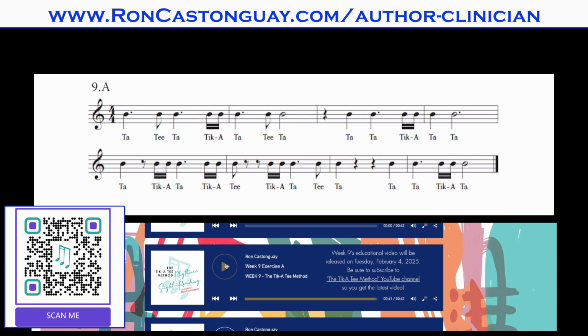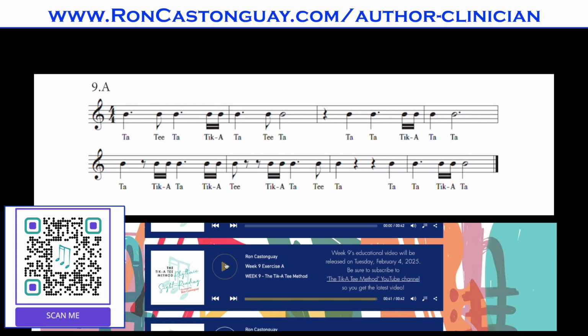All right, so hopefully you checked for your accuracy. You know that the final and most crucial step of this is to make sure that after you've analyzed, after you've vocalized, after you've checked it against the MP3, that you do perform these exercises on your instrument.